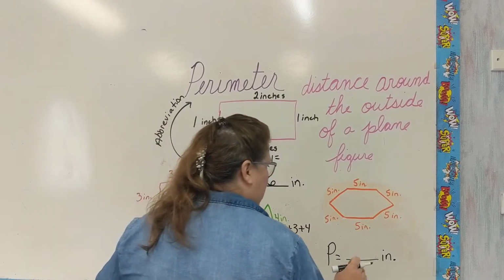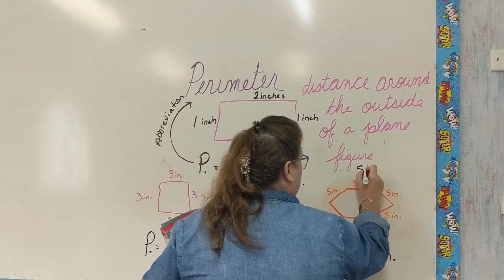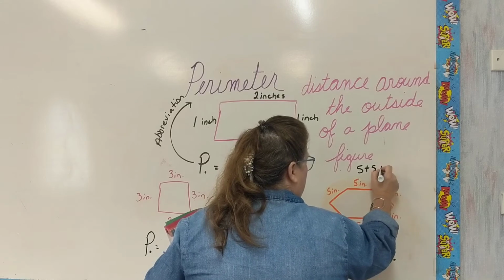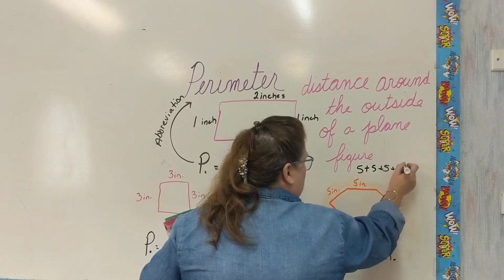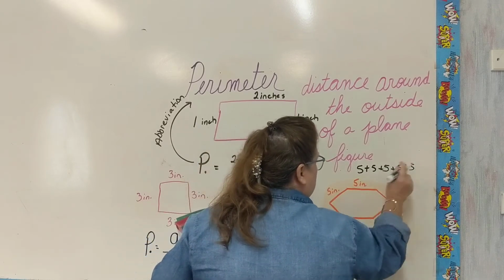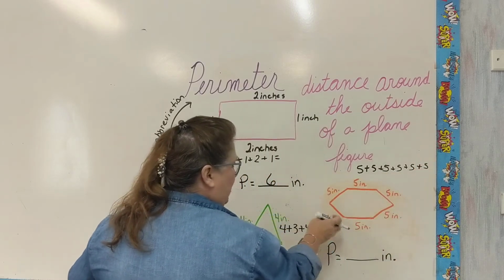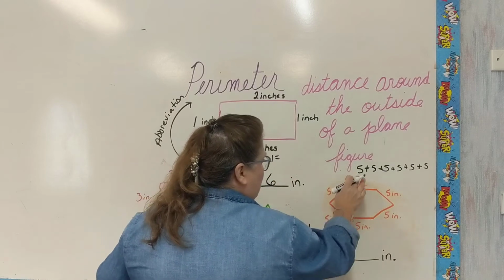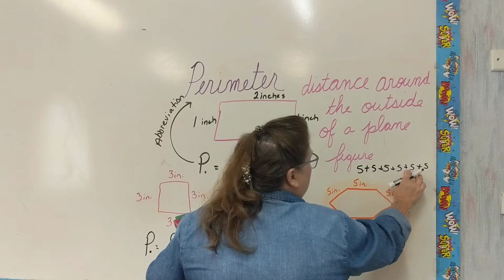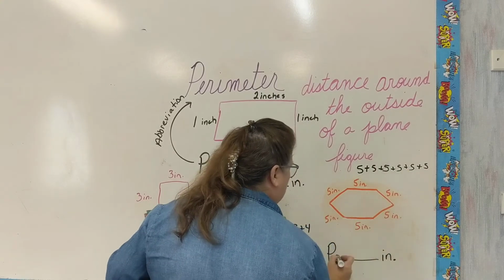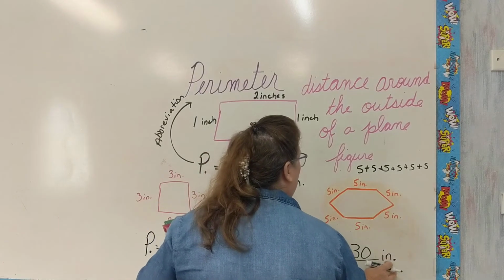All right, so then look at our very funny hexagon. And so it has 6 sides. Each side is equal, so each side is 5 inches. So we will add 5 plus 5 plus 5 plus 5 plus 5 plus 5. And that will tell us our distance around our plane figure. So 5 plus 5 is 10, plus 5 is 15, plus 5 is 20, plus 5 is 25, plus 5 is 30. So our perimeter, or that distance around our plane figure, is 30 inches.